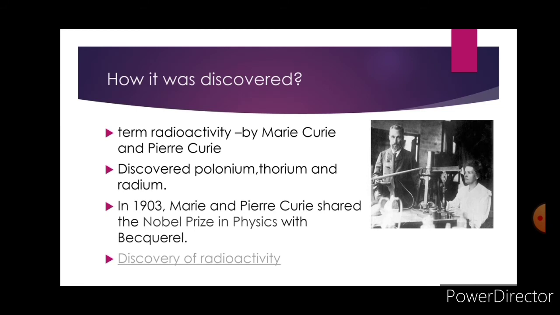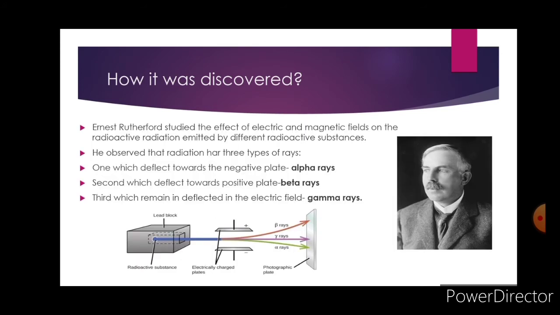Okay. Now, even though they discovered it, the person who actually separated the new rays into their components was Ernest Rutherford. Ernest Rutherford studied the effect of electric and magnetic fields on radioactive radiation emitted by different radioactive substances. He observed that radiation has three types of rays: one which deflects towards the negative plate, second which deflects towards the positive plate, and the third which remains undeflected. So he named these rays alpha rays, beta rays, and gamma rays respectively.